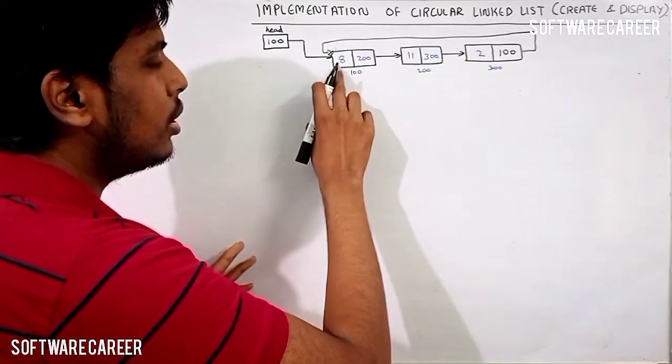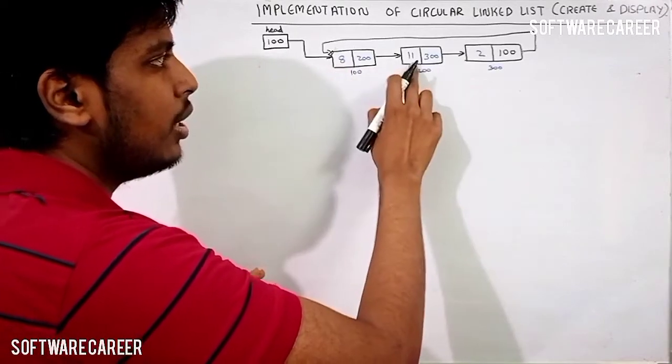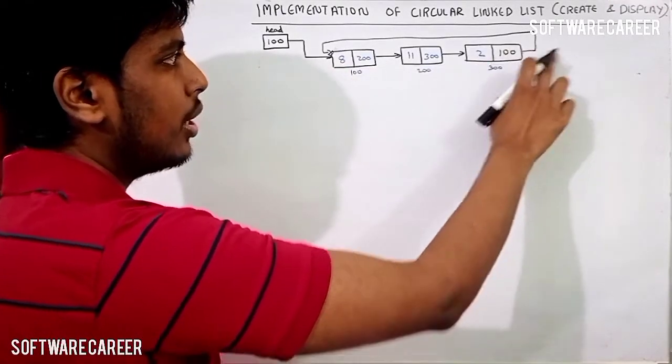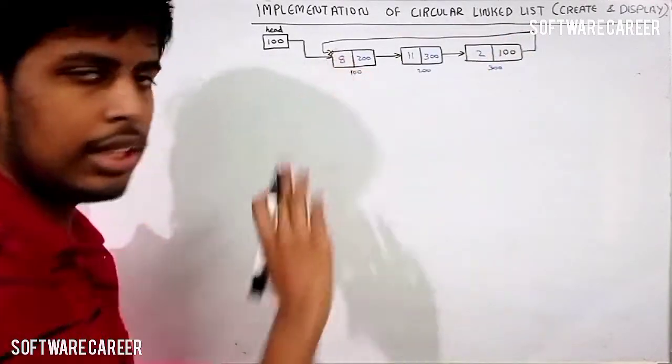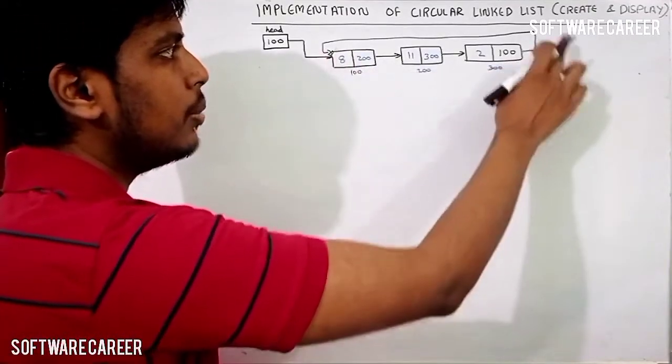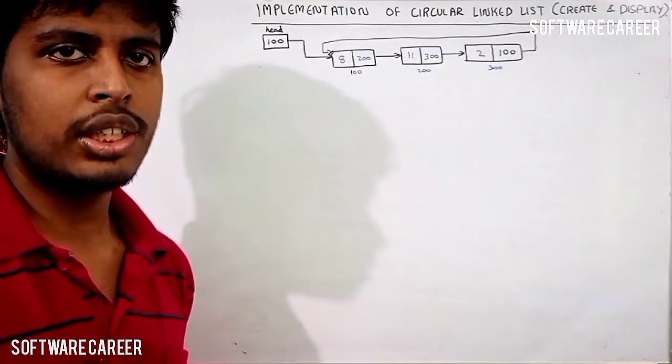The first element is 8, second element is 11, then 2, then again it goes back and 8 is the element again, then it comes as a loop. This is called a circular linked list.